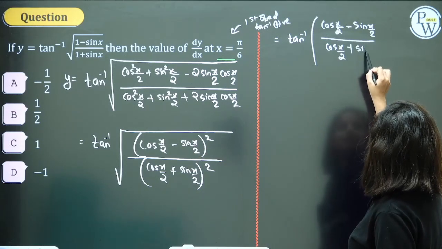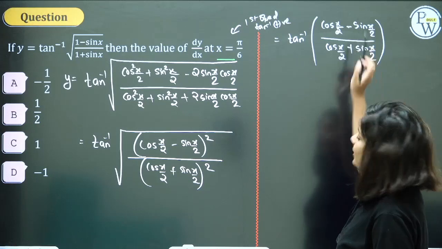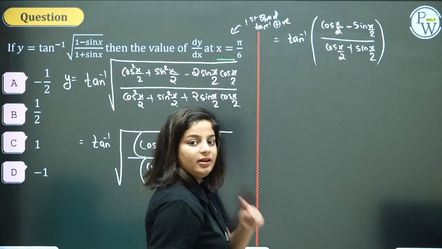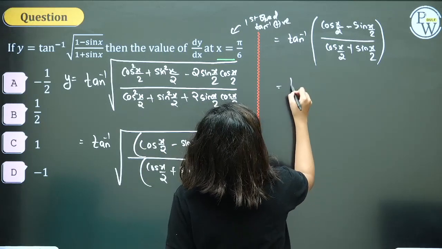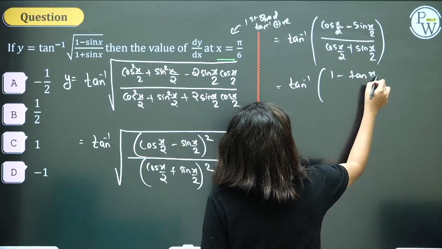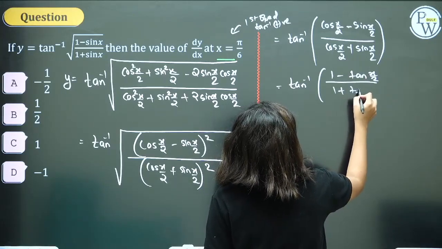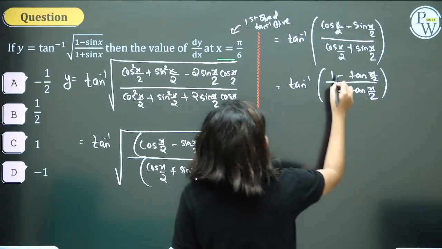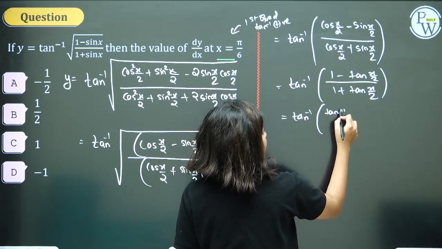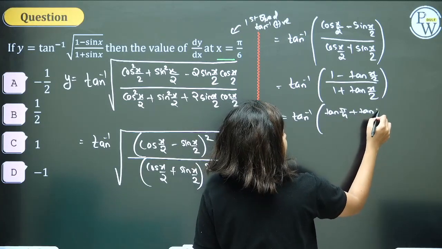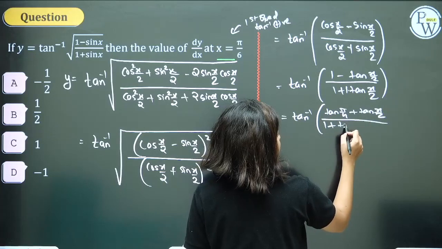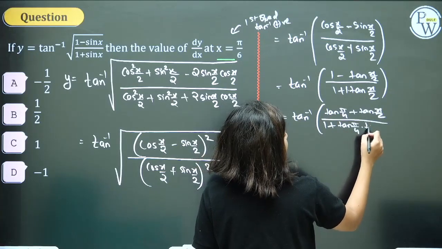Denominator is 1 plus sin x by 2. Now, does it look something familiar to you? Divide numerator and denominator with cos. 1 minus tan x by 2 upon 1 plus tan x by 2. This 1 can be written as tan pi by 4. Tan pi by 4 minus tan x by 2, and then denominator, this is 1 into tan x by 2, which can be written as tan pi by 4 into tan x by 2.